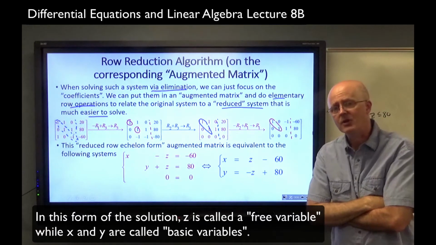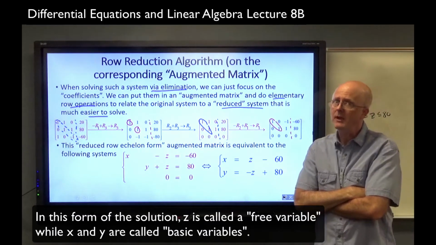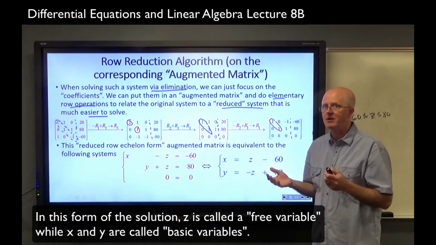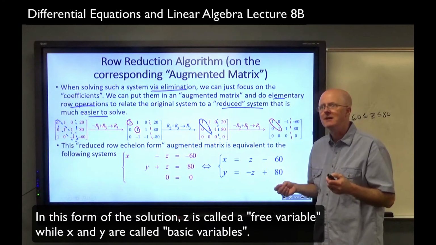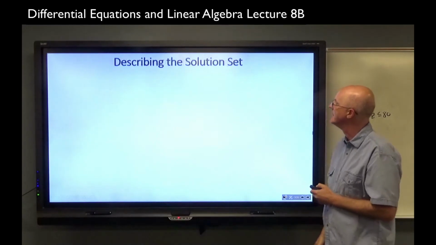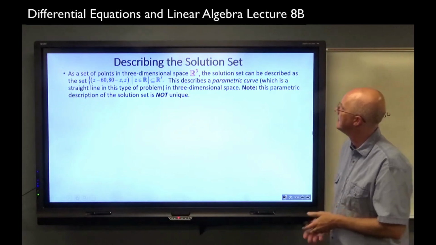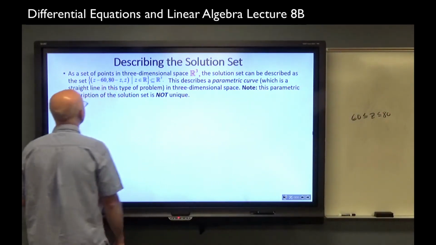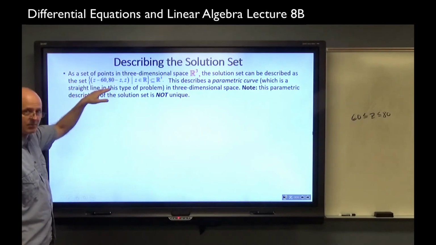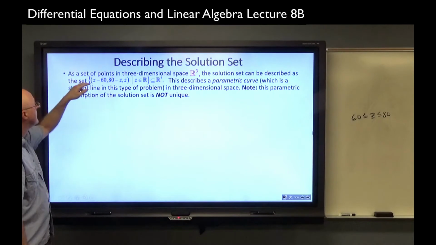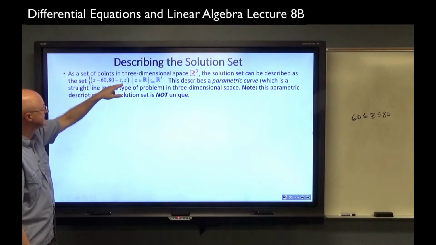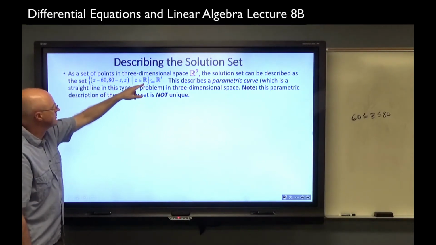And it would define a parametric curve in the xy plane, or if I allowed z to be visualized as part of the picture, I could add a third dimension, and this would be a line in three-dimensional space. It would be the set of all points. I'm specifically writing points here instead of vectors. Where the x-coordinate is z minus 60, the y-coordinate is 80 minus z, and the z-coordinate is z, such that z varies over the real numbers.